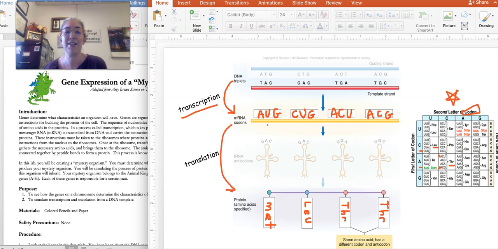So what we just did here, going from the RNA code, the RNA codons, the three-letter codons, we went to the amino acid code, and that's called translation, and that happens at the ribosome. Translation happens at the ribosome.